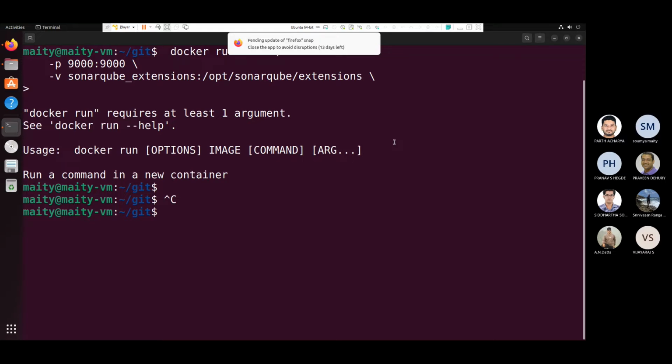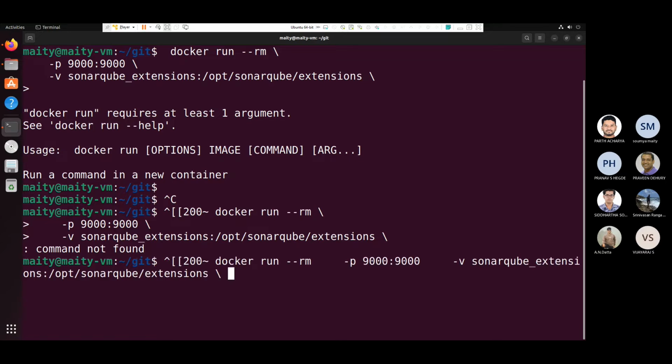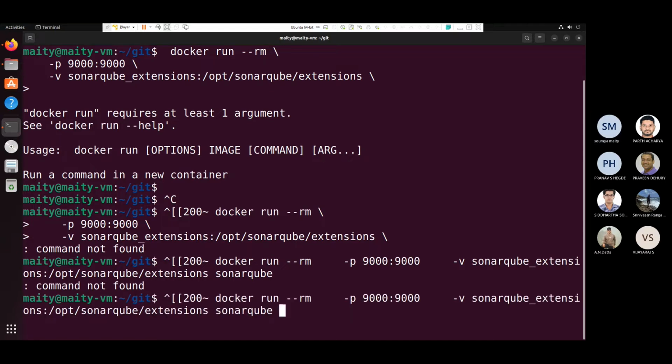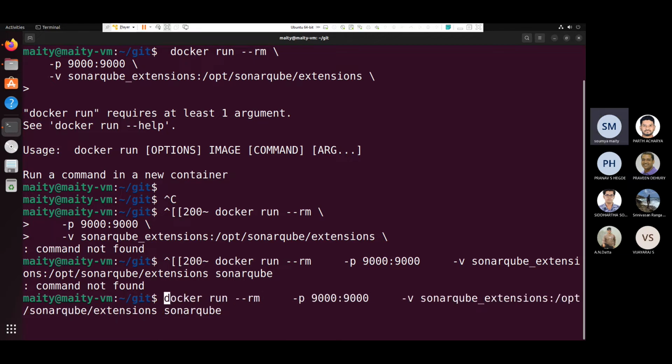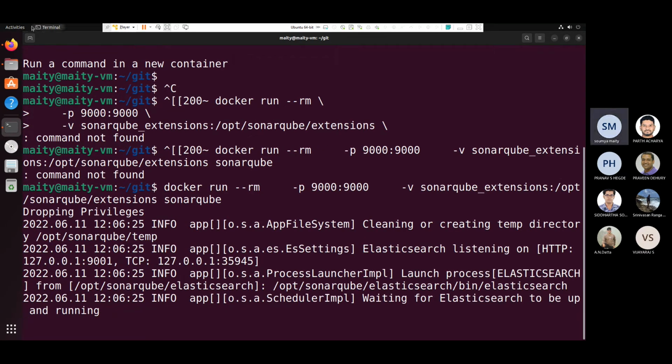Paste. Extension, and what is that? SonarQube, right? SonarQube. Oh, sorry. You should run here. You should run here.